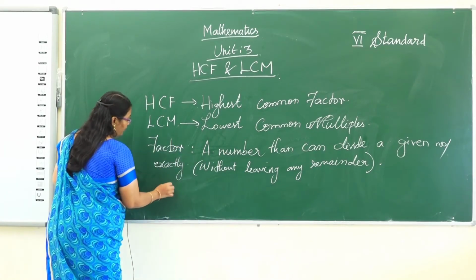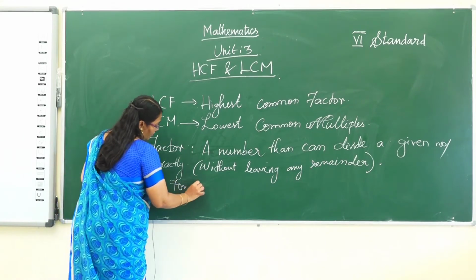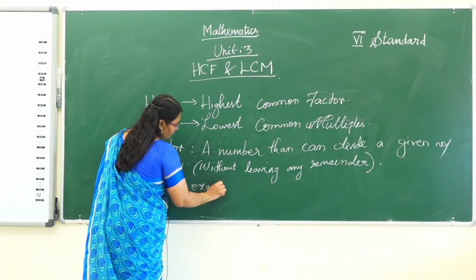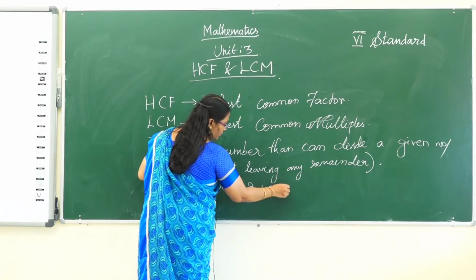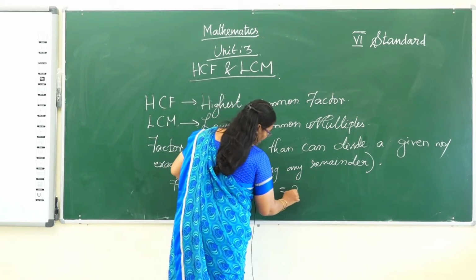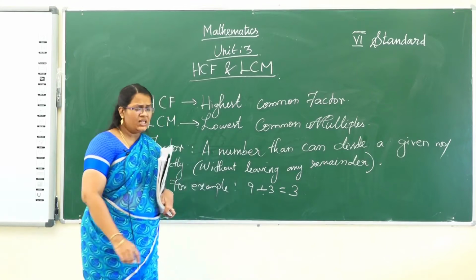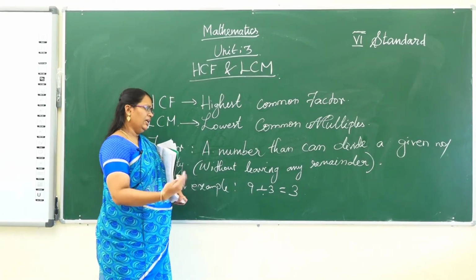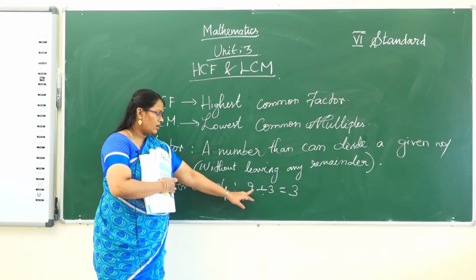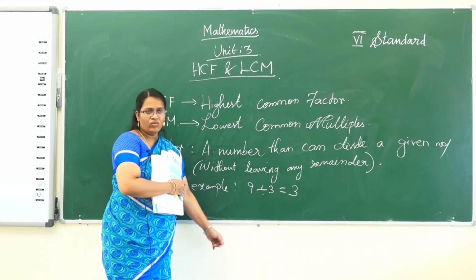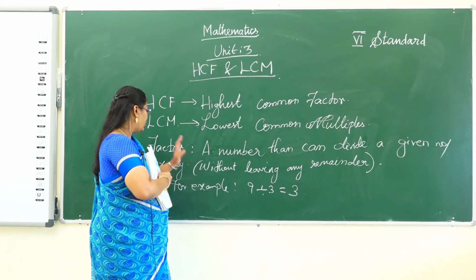Say an example. 9 divided by 3. What is the value? 3. So the remainder will be 0. There is no remainder in this division. So 9 divided by 3 we get the value of 3. That is the example for a factor.